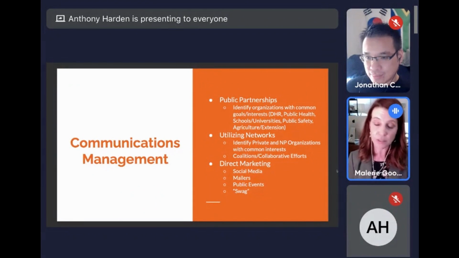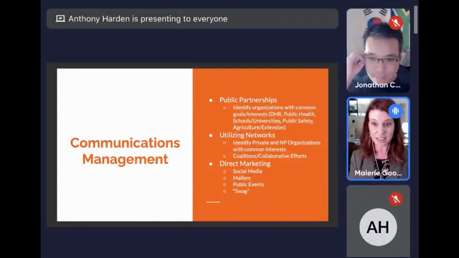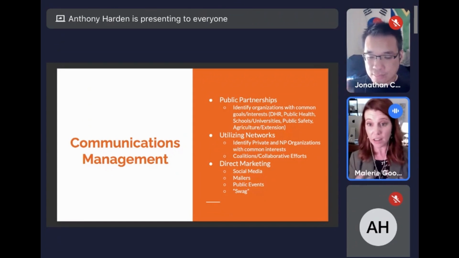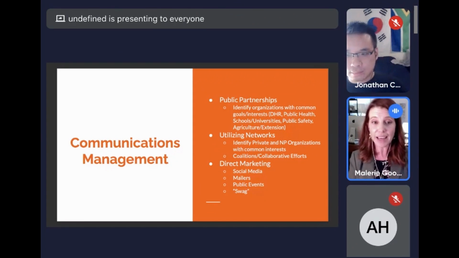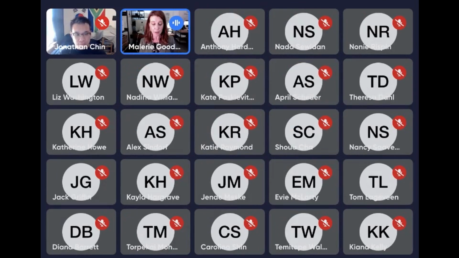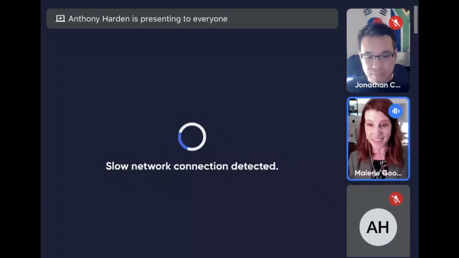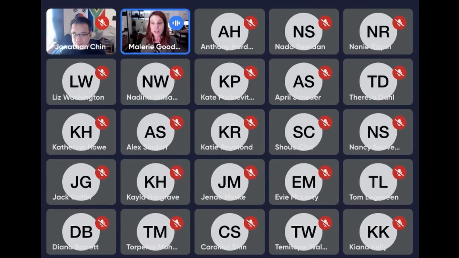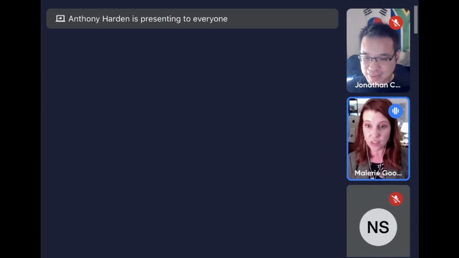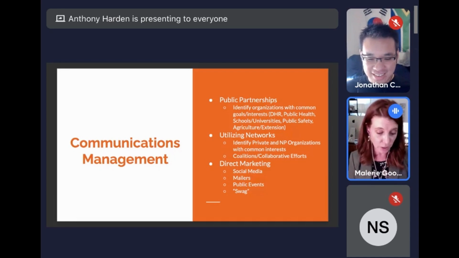Some of the ways that we've gone about that have been looking at public partnerships and how they can assist us. What already exists in your community or your state in our situation that has shared priorities from a governmental standpoint. So for us, partnering with stakeholders in the Department of Human Resources, public health, schools and universities were a huge source of communication about this resource.